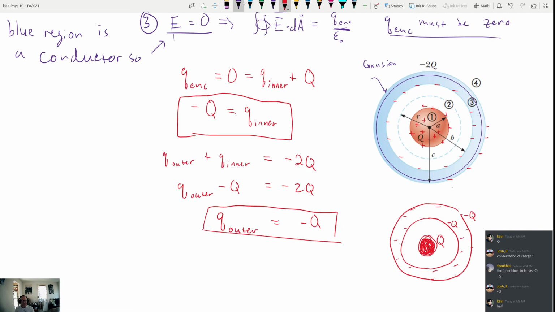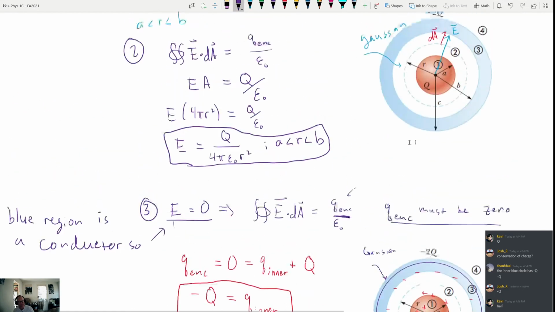We also are supposed to find the electric field in the fourth region. The fourth region is the very outside region. And for the fourth region, we're going to need to get the picture again.